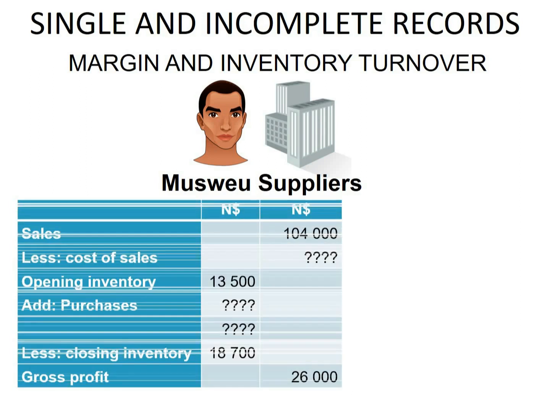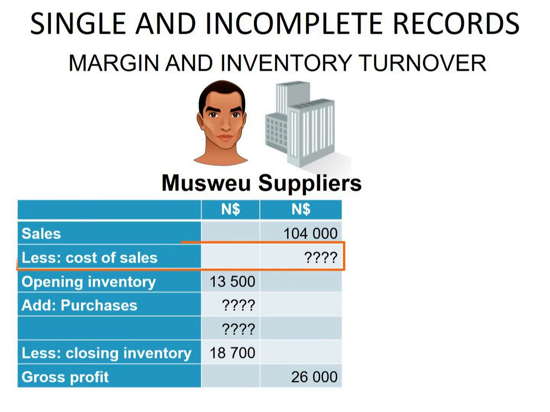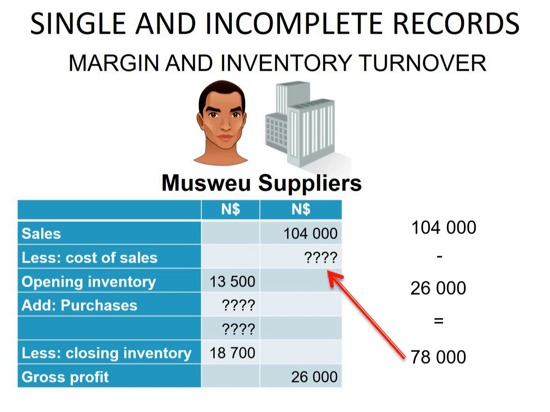Next, we'll have a look at our cost of sales. So we can say 104,000 less what is equal to 26,000, because sales less cost of sales will give us our gross profit. And we can rearrange this formula. We can say 104,000 less 26,000. That will give us 78,000, which is our cost of sales.